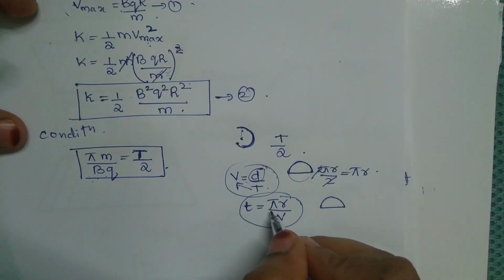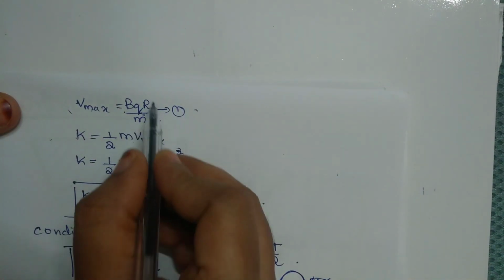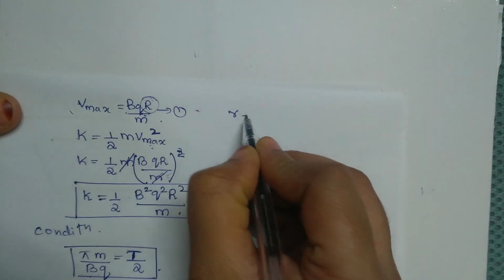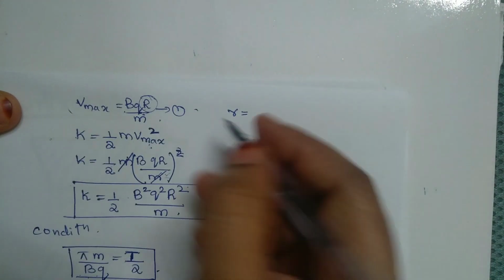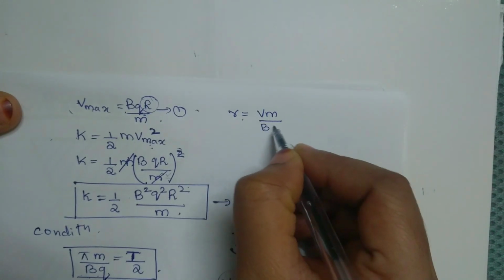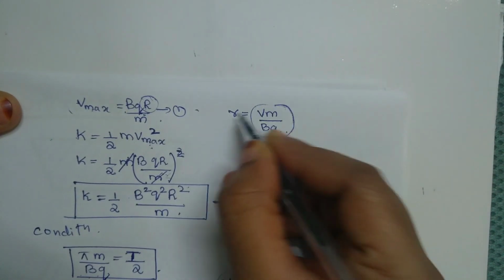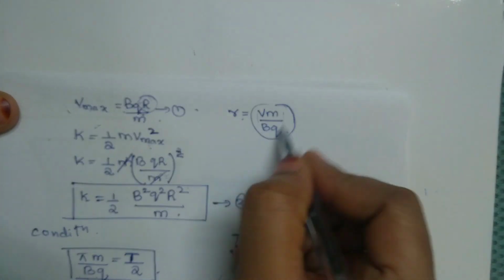Now this t is pi r by v. So from this equation, what you can extract for r, we can consider it to be small r for the small orbit. If it is r, then we'll get Vm divided by bq, right? This is the value for r from this equation. So Vm divided by bq will get you r.